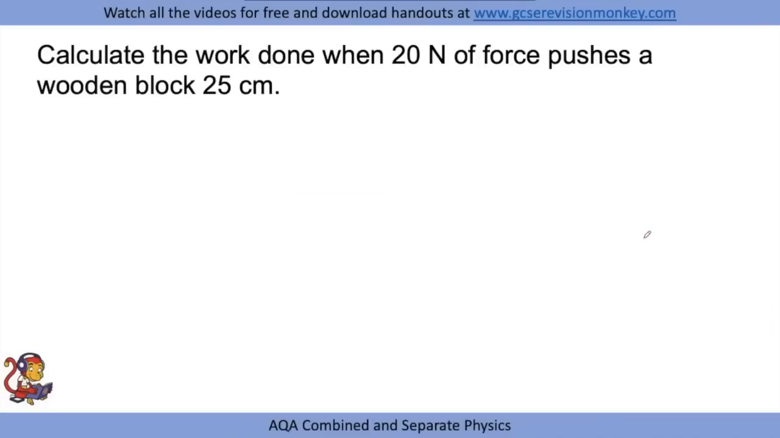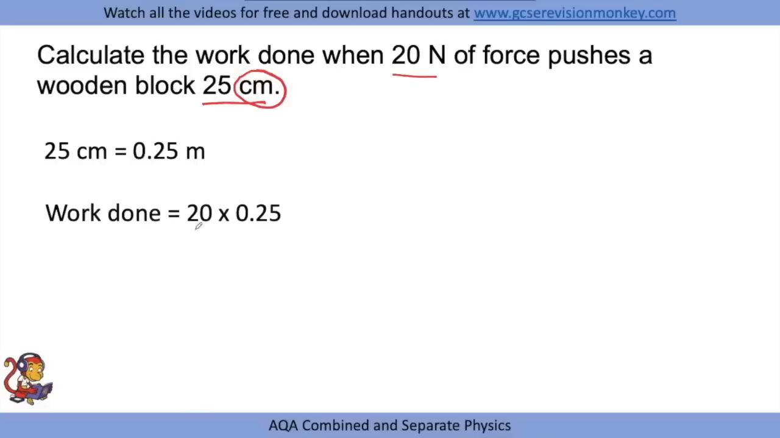So, an example using the calculation: calculate the work done when 20 newtons of force pushes a wooden block 25 centimetres. The first thing we need to do is sort out these units, because we said distance needs to be in metres. So convert this to metres first of all. 25 centimetres is equal to 0.25 metres. And then put our numbers in the calculation. Work done equals the force multiplied by the distance, which would equal 5 joules. Or, like we said, in the exam you might see it as 5 newton metres.